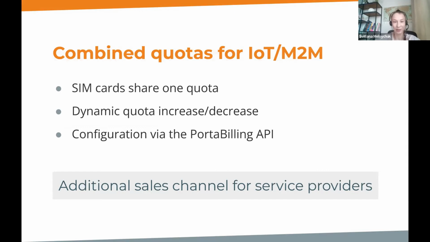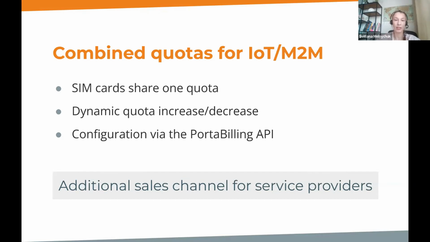So let's find out how to increase sales channels for service providers. These days, a typical requirement in the IoT business is to share quotas among devices to optimize internet usage between SIM cards. You, as a service provider of IoT or M2M services, can offer your customers group quotas for multiple SIM cards with the same plan. For example, if a customer activates 10 SIM cards, each with a plan of 30 gigabytes, those gigabytes get combined into a single pool of 300 gigabytes.